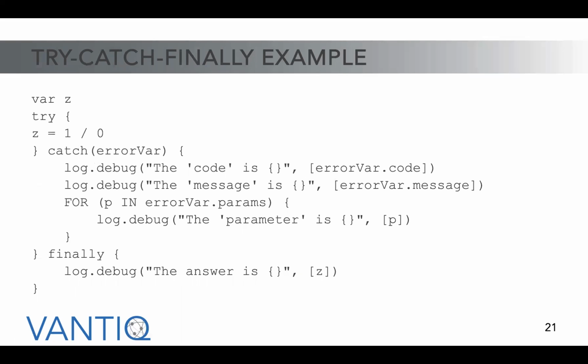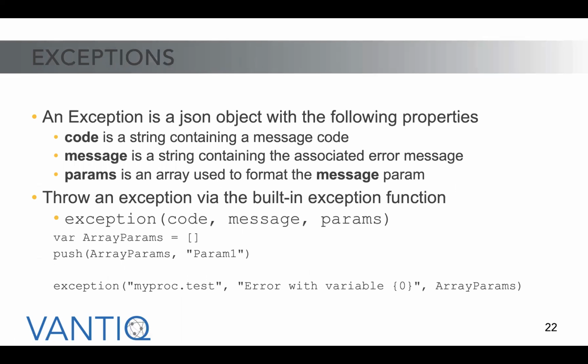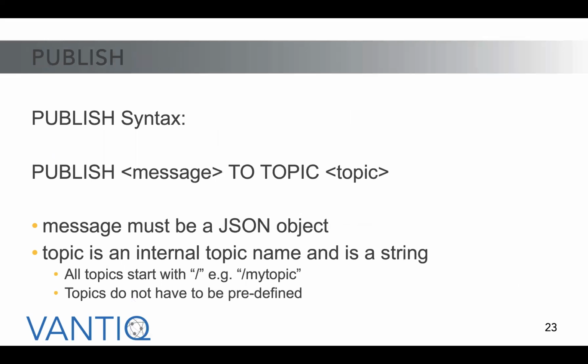So there's an example. I'm not gonna be reading through the examples, otherwise you guys are gonna fall asleep. So exceptions, we can also create exceptions in your code. You can put exception, code, message, and parameters. You can throw an exception whenever you find an activity or something that you were expecting or not expecting.